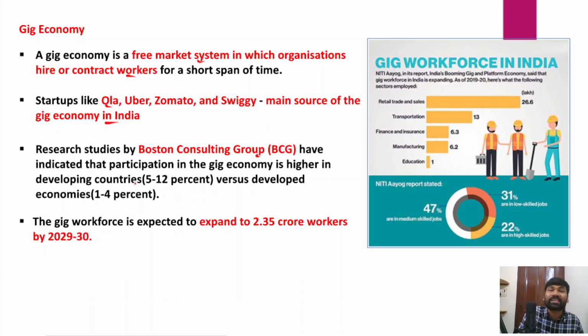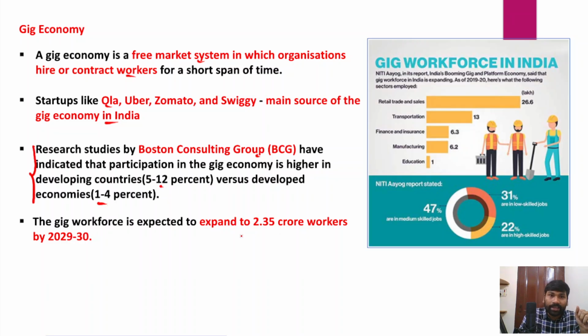participation in the gig economy is higher in developing countries. For example, India is a developing country, and India has been experiencing higher levels of unemployment also. However, the gig economy helps countries with higher levels of unemployment, because it provides employment opportunities for the youth, right? So the Boston Consulting Group studies have been revealing that the gig economy has a higher presence in developing countries in the global south. It is around 5 to 12%, versus around 1 to 4% in the developed economies.